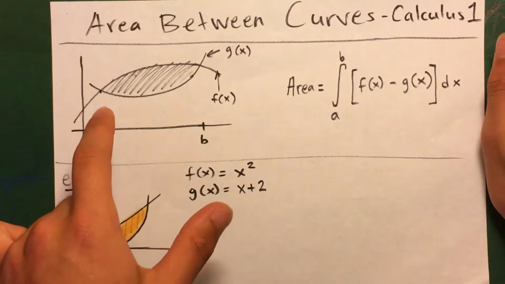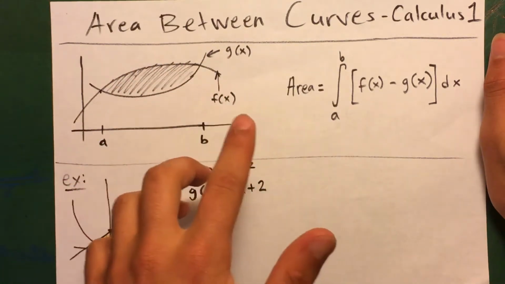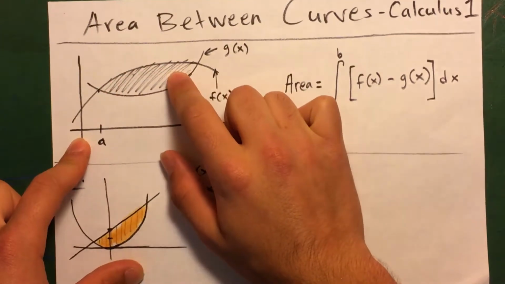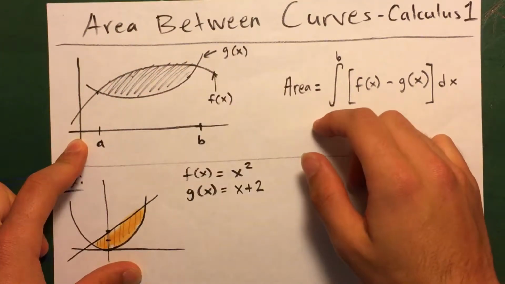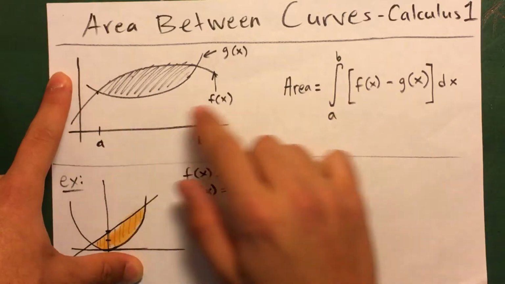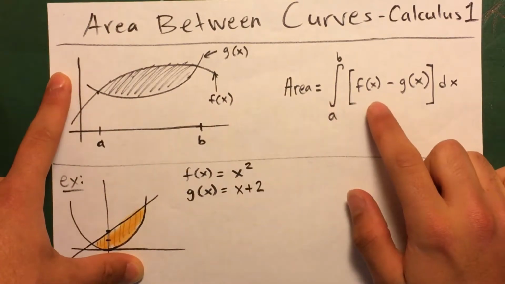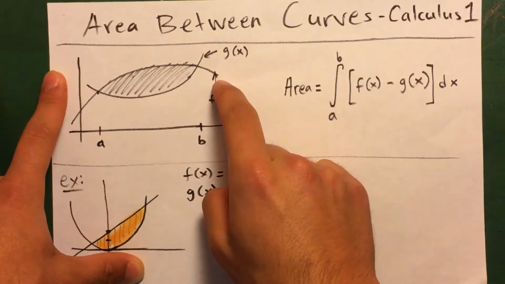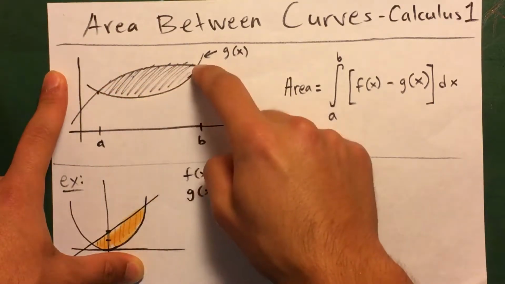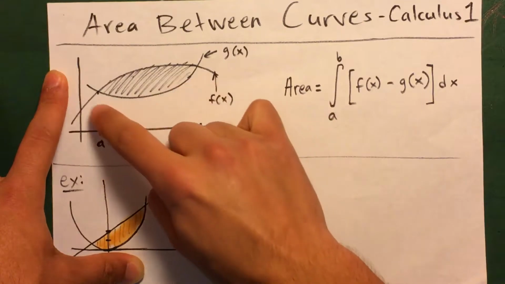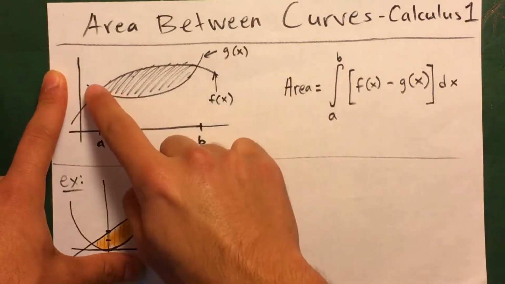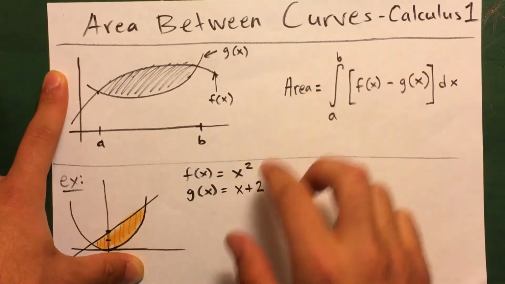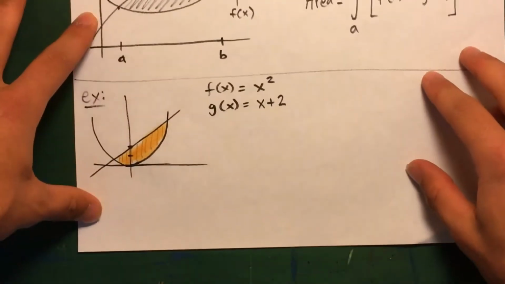So let's say we have two functions, and we're finding the area of this shaded region. You're going to do the integral from a to b, and you're going to subtract the function on top by the function on the bottom. As you see right here, f of x is the function that's on top, and g of x is the one on the bottom. You subtract those two, and then you integrate. So let's just take a look at an example right here.